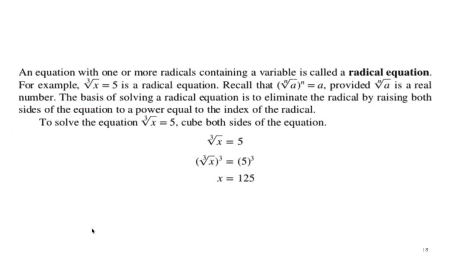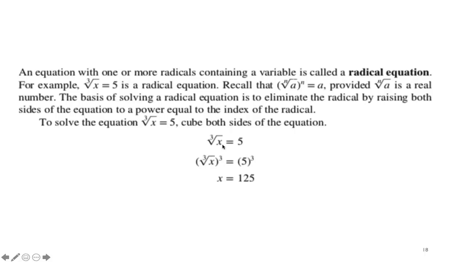Okay, solving radical equations. A radical equation is an equation that has a radical in it. So for example, the cube root of x is 5. That's an example of a radical equation. So we're going to use this property that whenever you have an nth root and a radical to the nth power, the nth root and the nth power essentially cancel. And so we can do that to get rid of the radical.